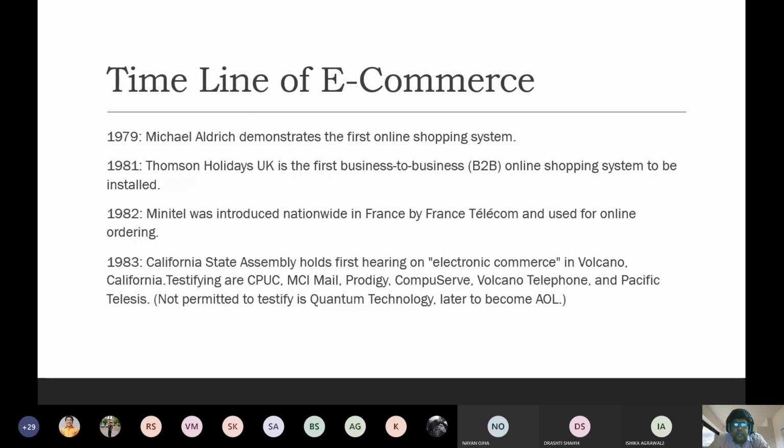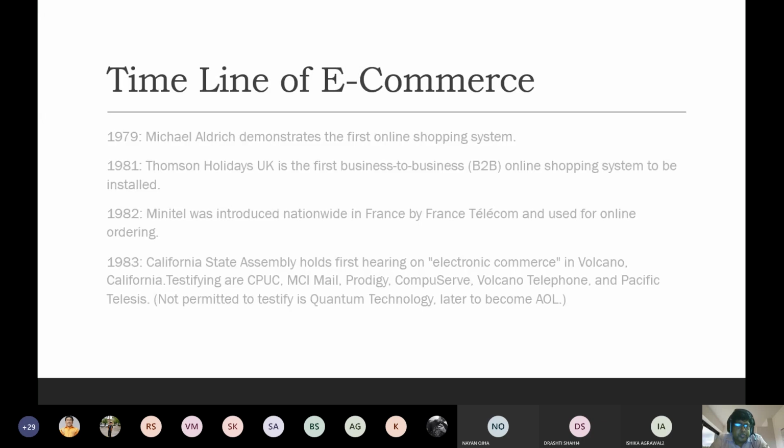In 1983, the California State Assembly held the first hearing of electronic commerce in Volcano, California. Testifying were CTCUs, MCI Mail, Prodigy, and CompuServe. These are some of the companies that were meant for joining into this electronic commerce.